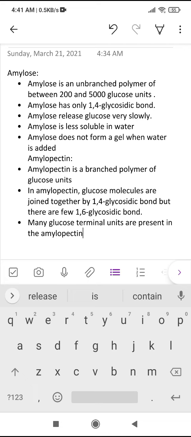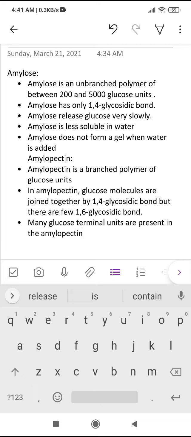So information regarding amylopectin: number one, amylopectin is a branched polymer of glucose units. Number two, in amylopectin, glucose molecules are joined together by 1,4 glycosidic bond, but there are few 1,6 glycosidic bonds. Many glucose terminal units are present in the amylopectin.